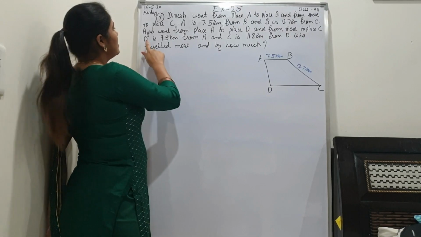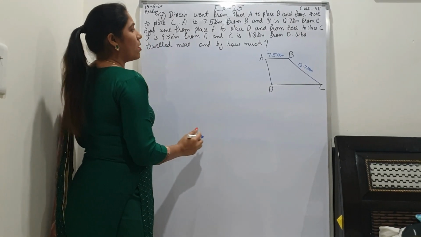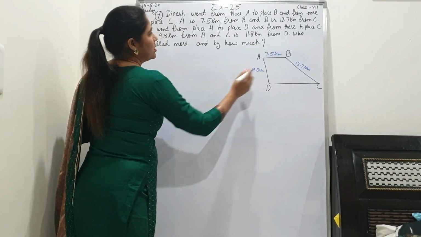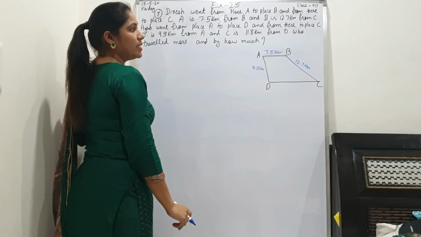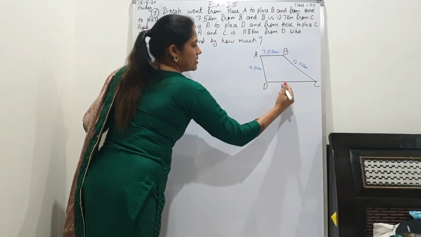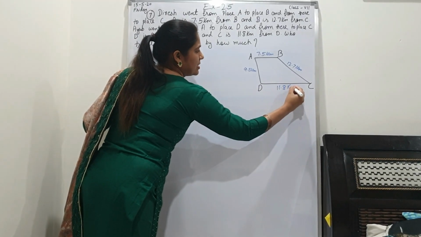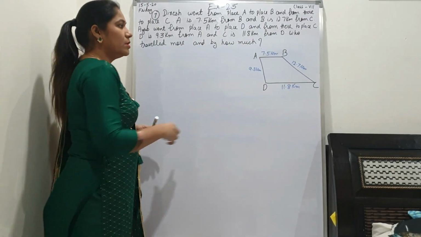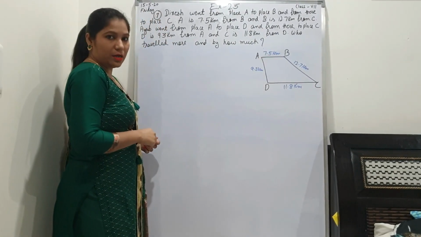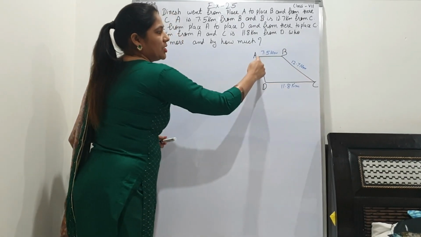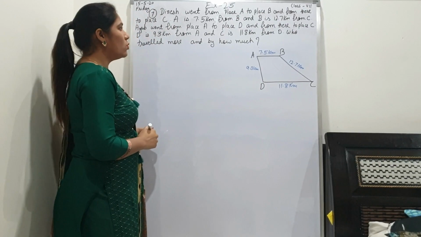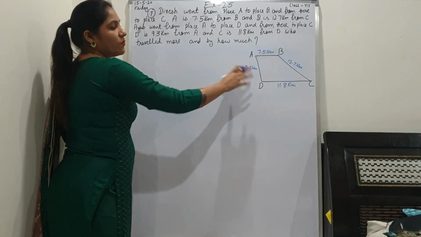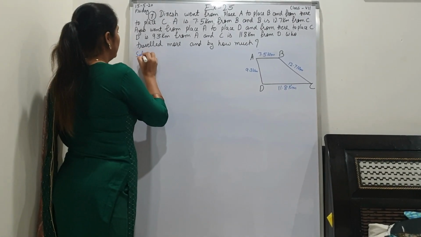Now see the distance. D is 9.3 km from A. That distance is 9.3 km, and C is 11.8 km from D. That distance is 11.8 km. Who traveled more and by how much? Two friends are there. Both have taken a different path. This one is Dinesh and this one is Ayub. We have to tell who covered more distance and by how much. So see student, this we have to draw. See the solution.